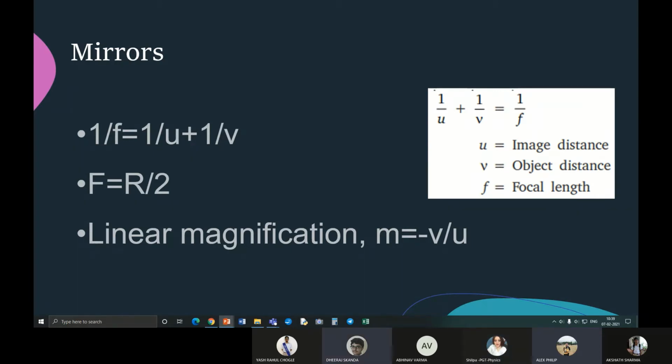The mirror formula is 1 by f is equal to 1 by u plus 1 by v, where u is the distance of the object, and v is the distance of the image formed.